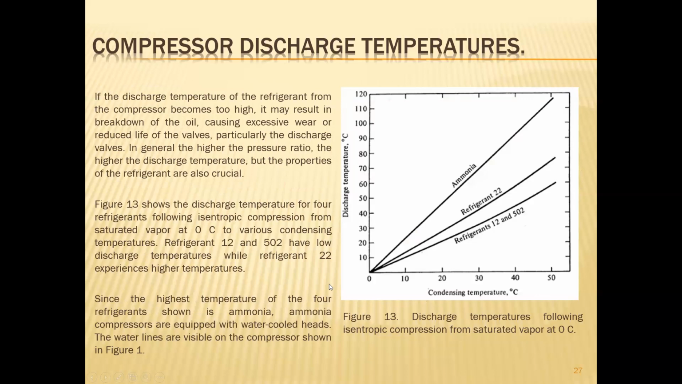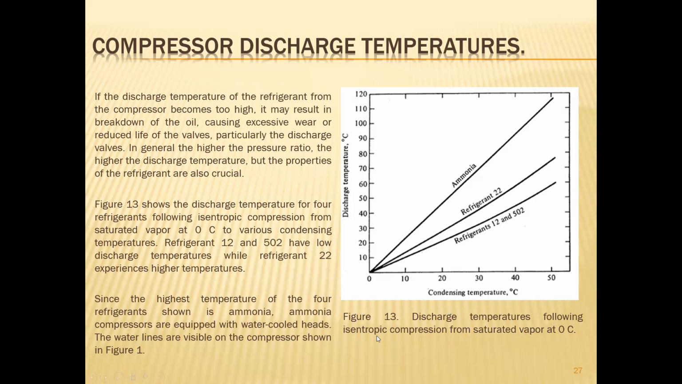Next, compressor discharge temperature. So, this one is plotting. If the discharge temperature of the refrigerant from the compressor becomes too high, it may result in the breakdown of the oil, causing excessive wear or reduced life of the valves, particularly the discharge valve, because that is where it is hot. In general, the higher the pressure ratio, the higher the discharge temperature. But the properties of the refrigerant are also crucial.